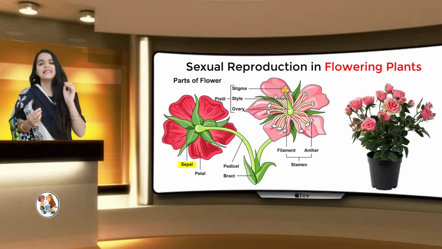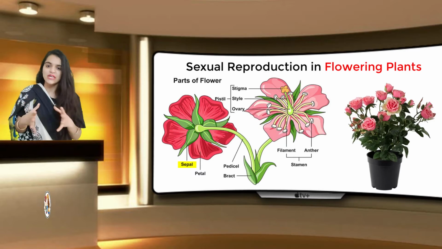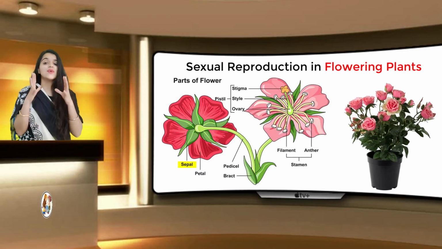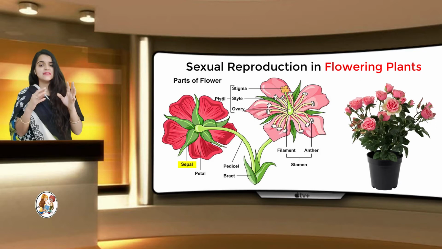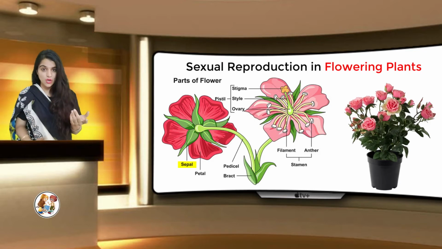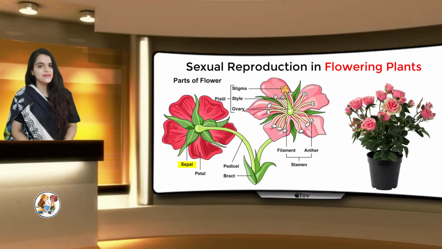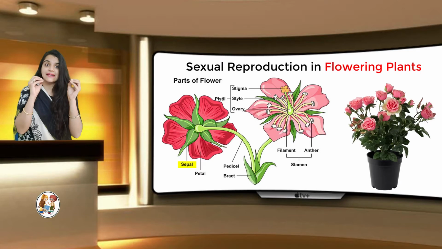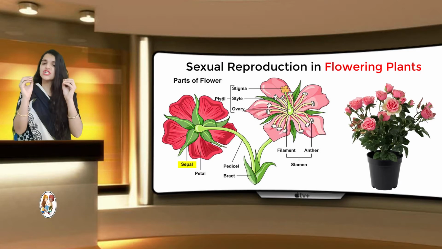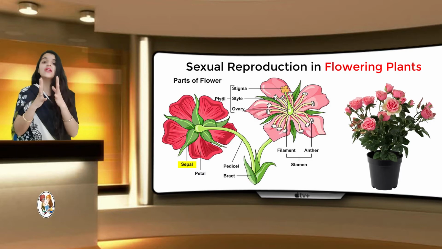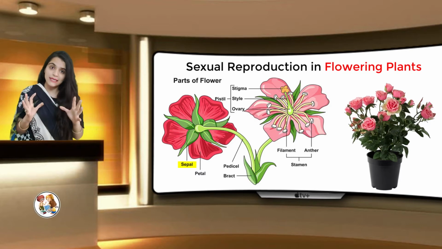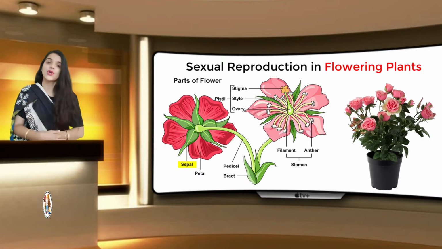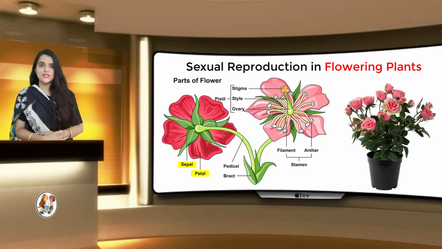It comprises leaf-like green sepals. The sepals are essentially green in color, but in some cases they are colored like petals also. Exceptions are always there, students. Okay, and in such a condition, if a calyx is colorful like petals, we call it petaloid. We call it petaloid, students.